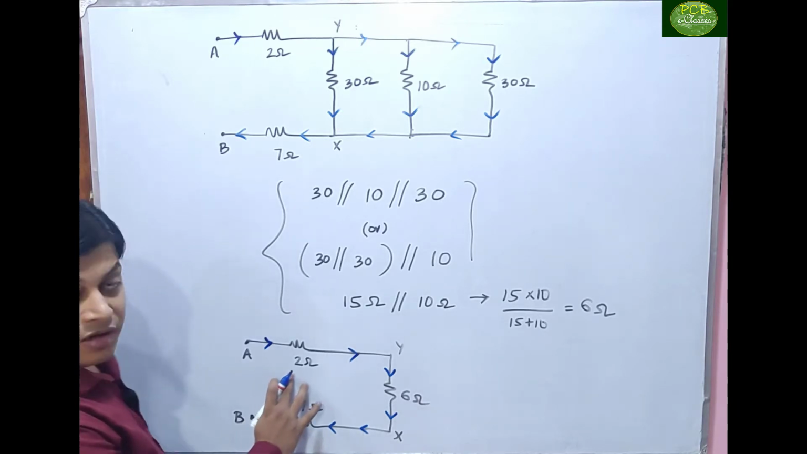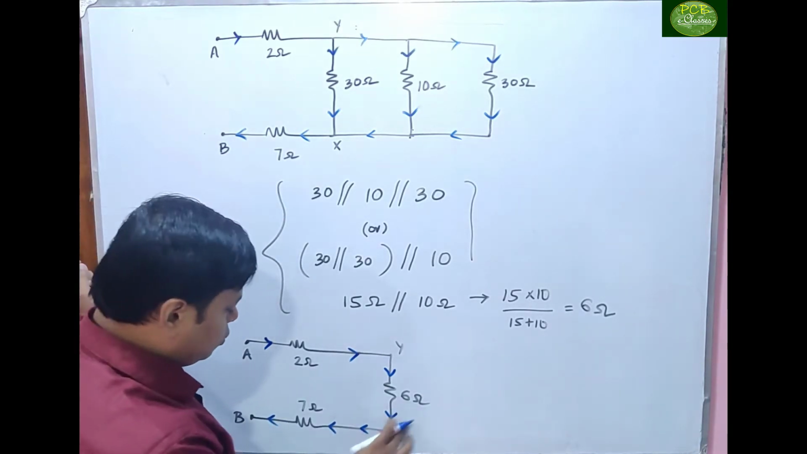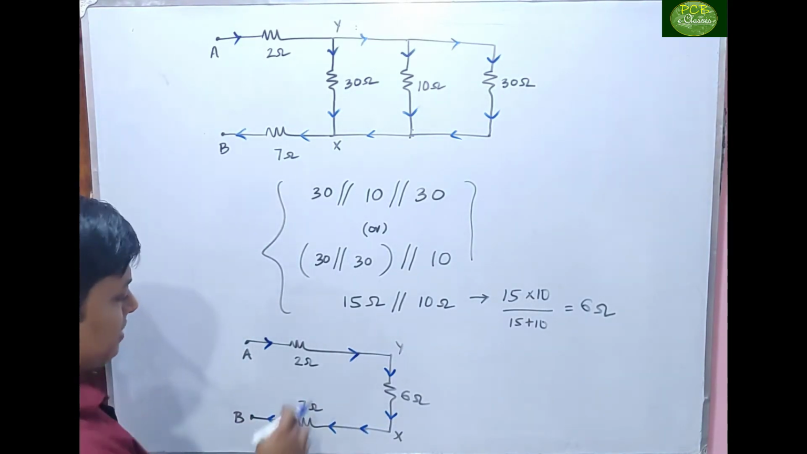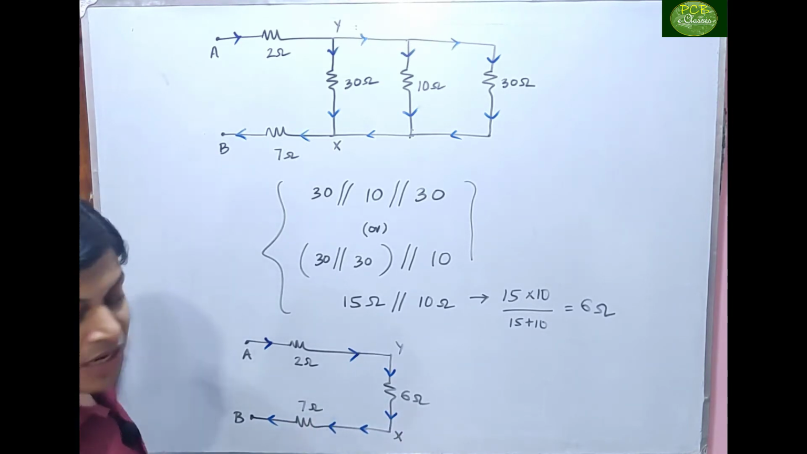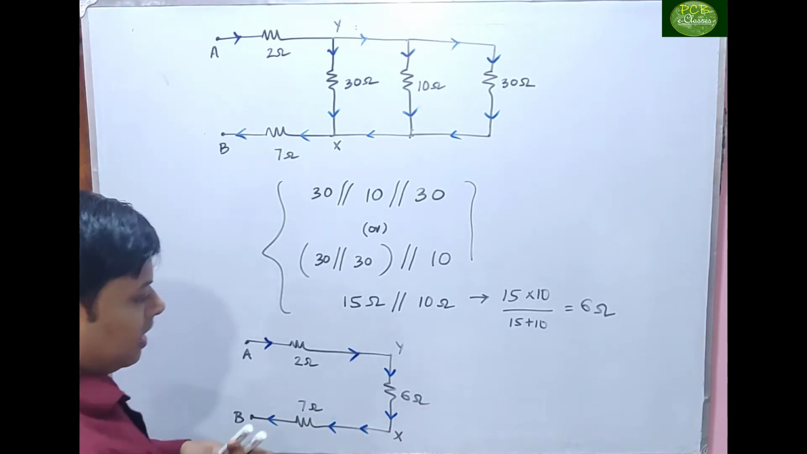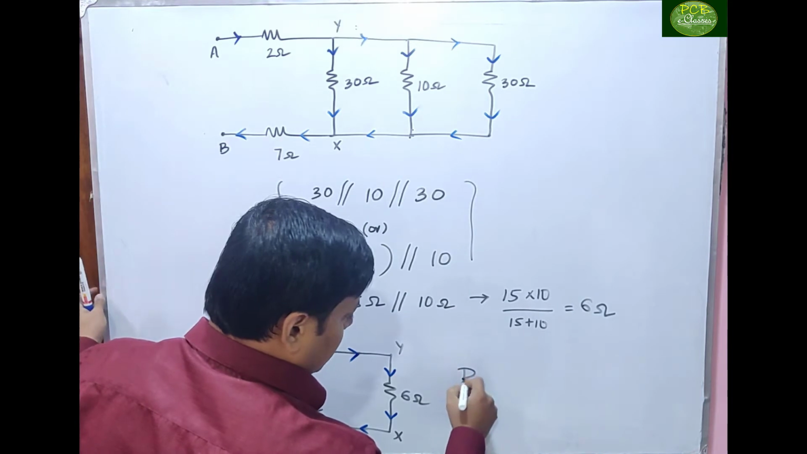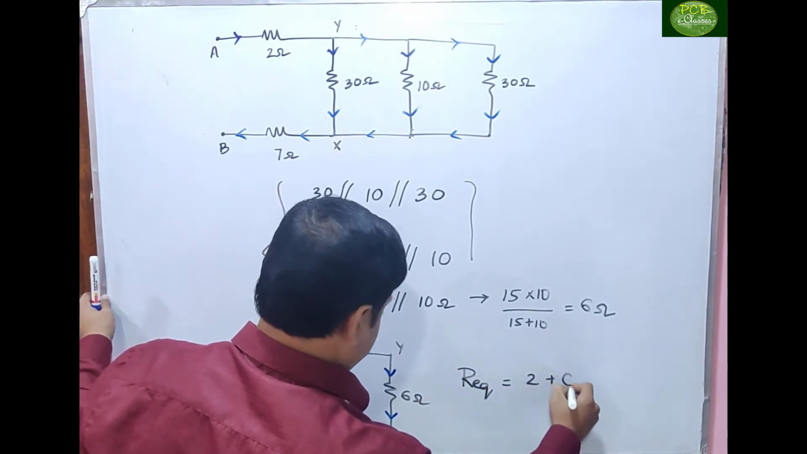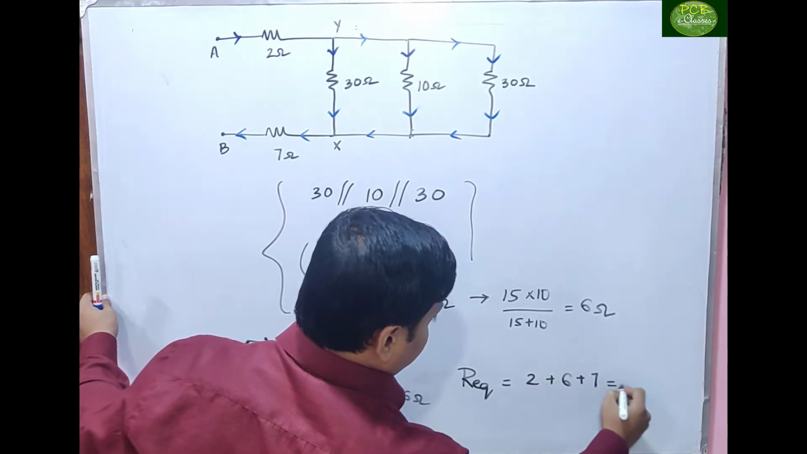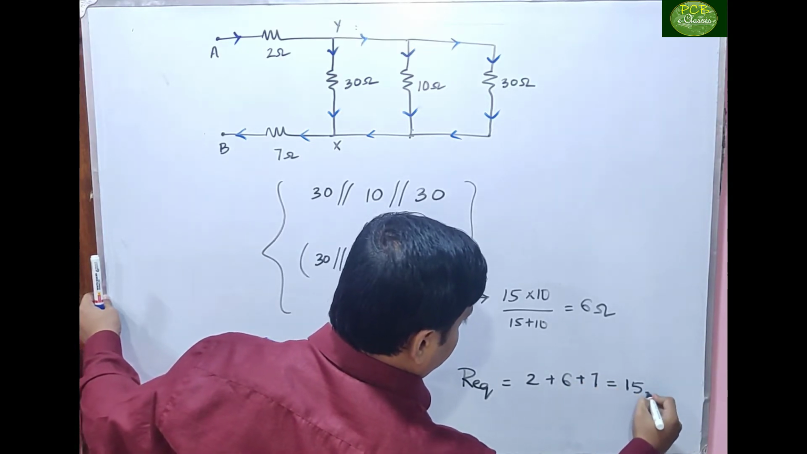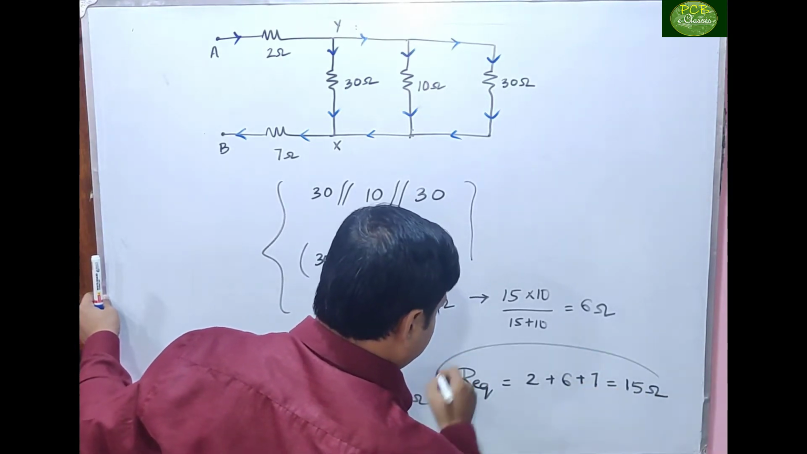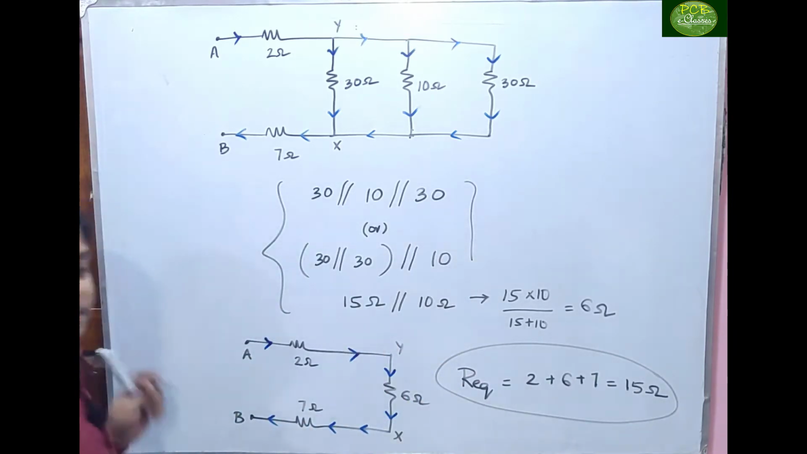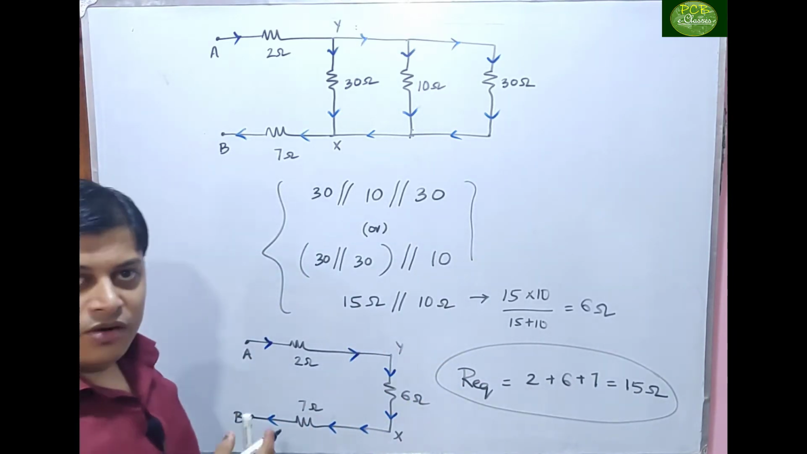Now see here that the current entering in the 2 ohm and 6 ohm and 7 ohm is same. That means 2 ohm and 6 ohm and 7 ohm are in series. So what will be the R equivalent? R equivalent will be 2 plus 6 plus 7, that is 15 ohm. This is your answer. Fine, you can make a note of it.